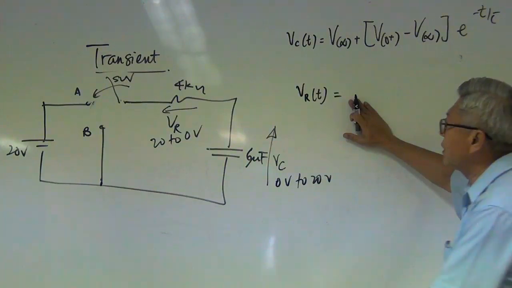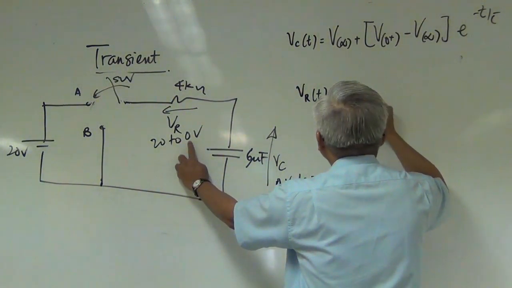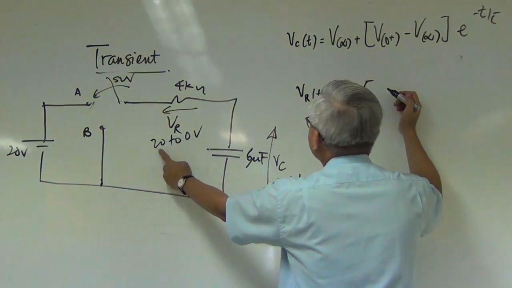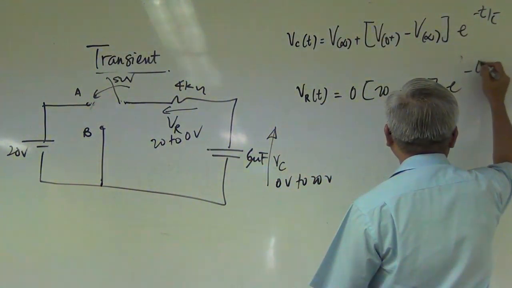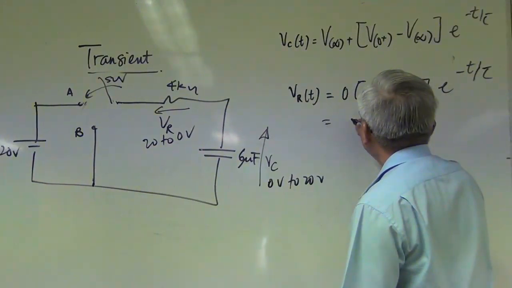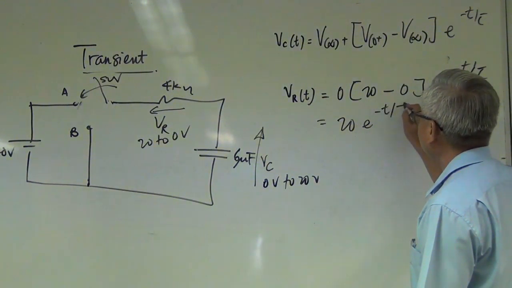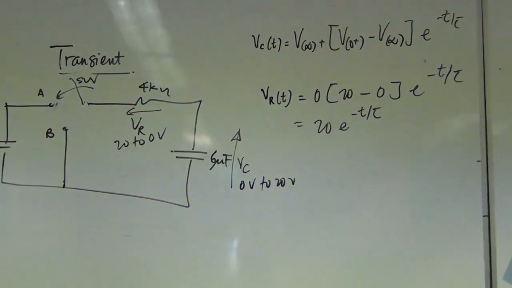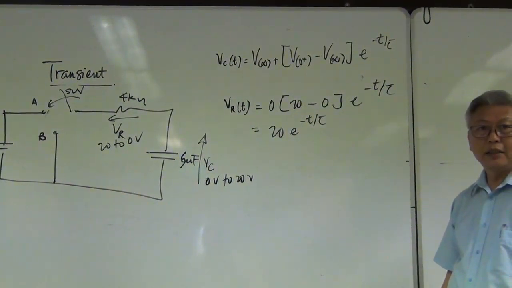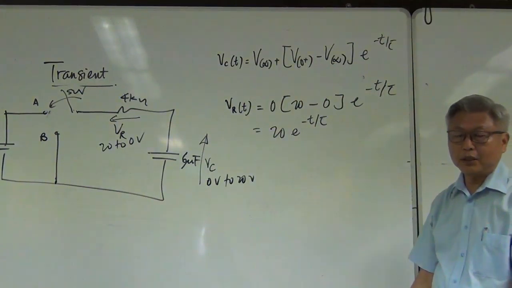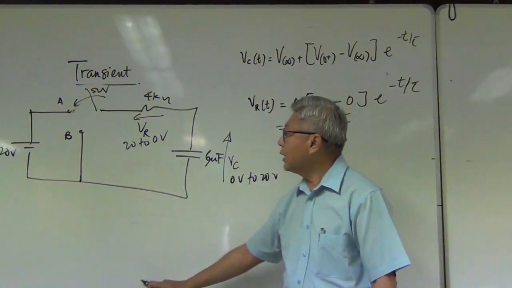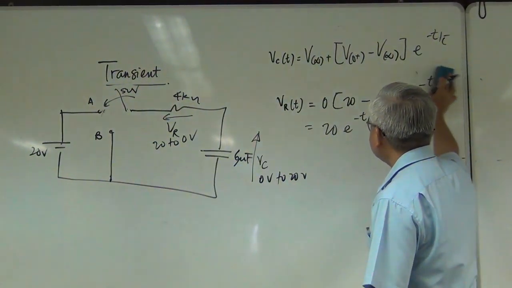Voltage across the resistor finally is 0. Initially, 20. Finally, 0. Right? So with that, you have 20 e to the minus t over time constant, without the bracket. Okay? So that's how we use these to derive the expression. Okay, so that is about the RC circuit.